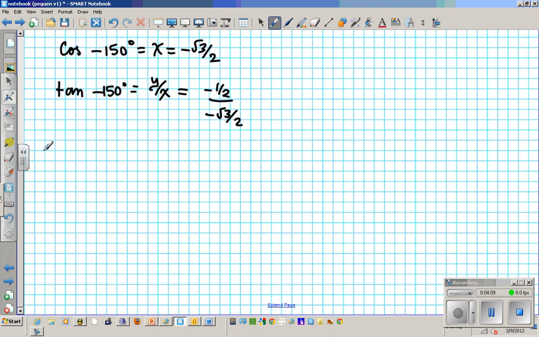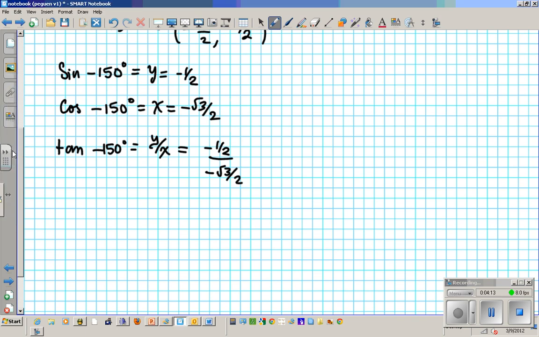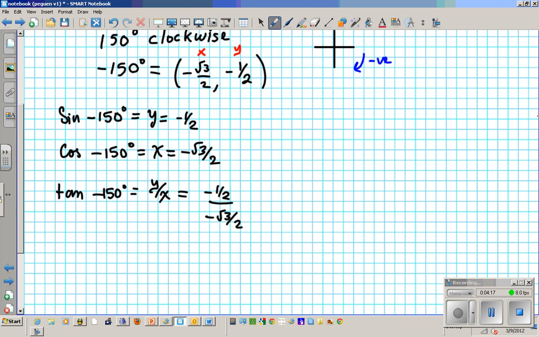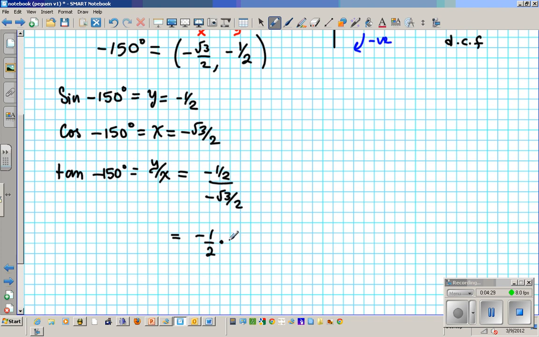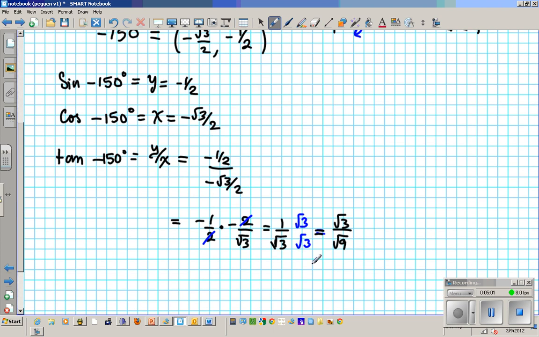In this problem, do we need to DCF here? Do we have a fraction in the denominator? We have a fraction in the denominator, so we need to drop, change, flip, or multiply by the reciprocal. We drop the top, negative 1/2, change the divide to times, and flip the denominator into negative 2 over root 3. Now the 2's cancel out, and minus times minus is plus, so we have 1 over root 3. To simplify this, because you may not have a square root as a denominator, we have to rationalize the denominator. Root 3 top and bottom, and the final answer is root 3 over root 9, which reduces to root 3 over 3. So there goes your tan.